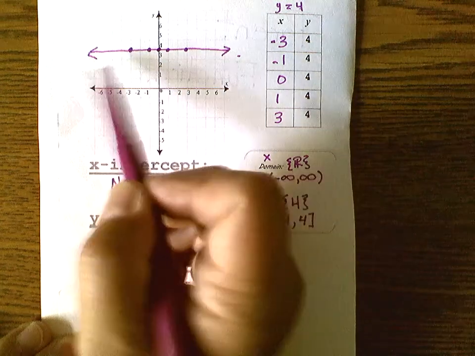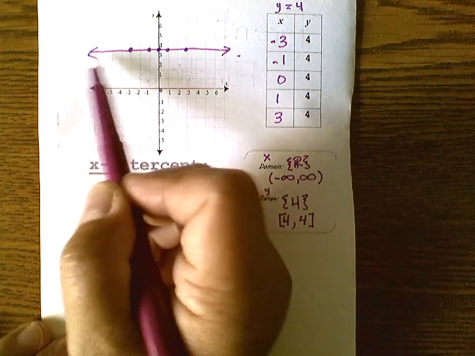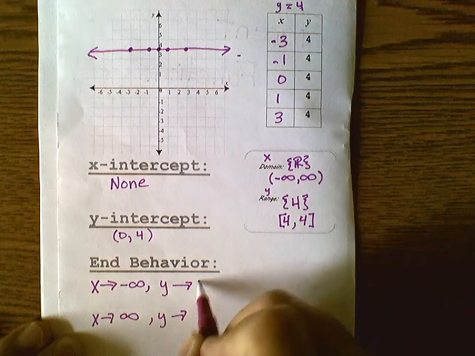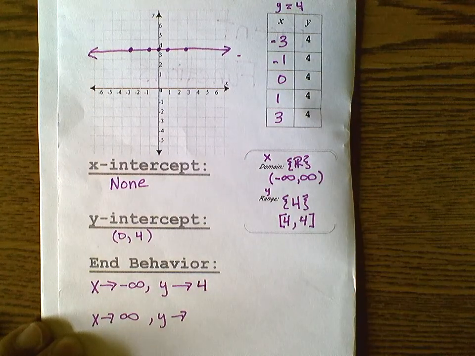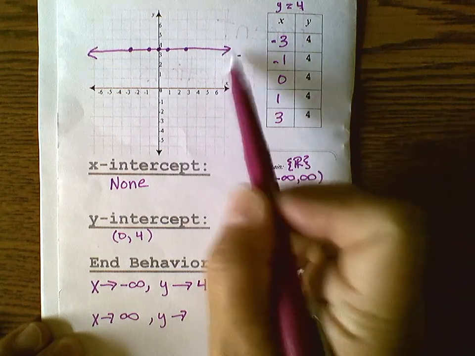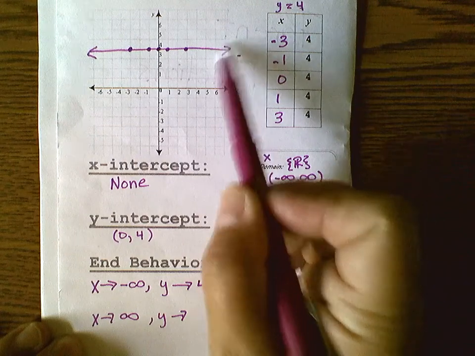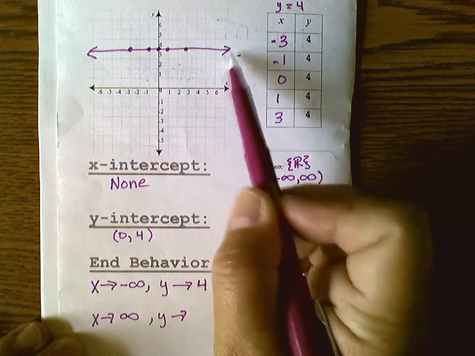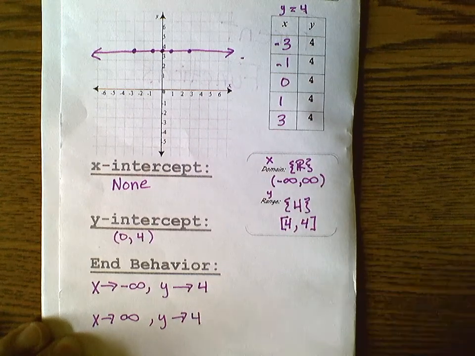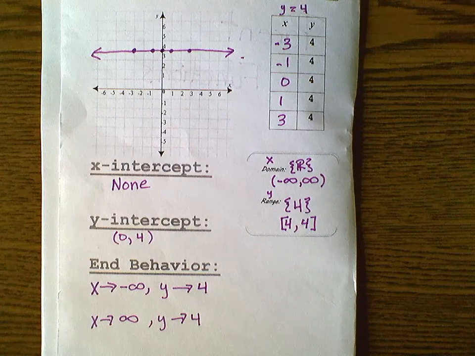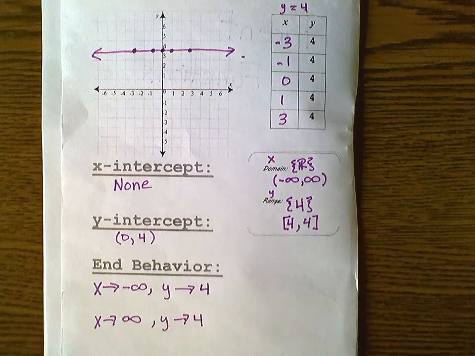So as x is going in the left, where is the y? The y is still at 4. And then as x is going in the positive direction, so positive numbers are on the right. So as the line is going to the right, what is the y doing? It's still at 4. Doesn't go anywhere else. So that's the end behavior for a constant function, or this constant function.